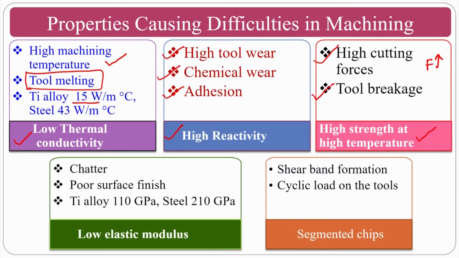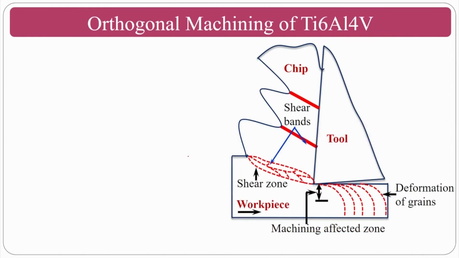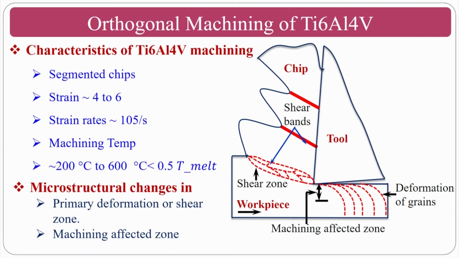So, now low elastic modulus. Because of this, normally chattering will take place and poor surface finish will come. Ti alloys normally have 110 GPa compared to steels. The type of chips that the operator is going to experience during the machining of titanium alloys is shear band formation, cyclic load on the tool, and most importantly you are going to get the segmented type of chips. We will see what the segmented type of chips are and all those things.